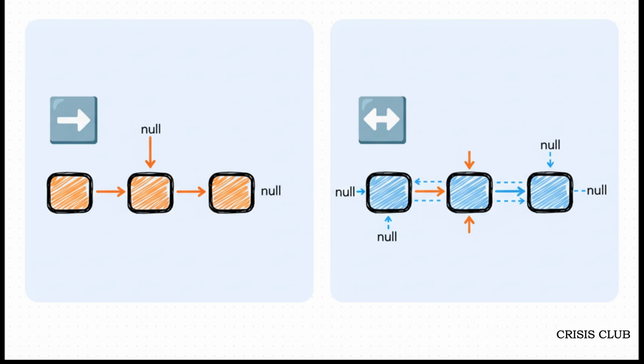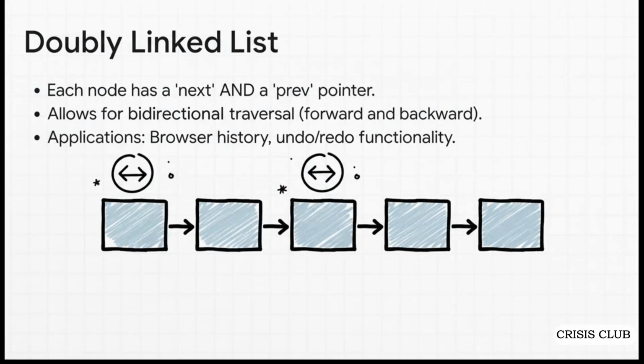So now each node doesn't just know what's next, it also knows what came right before it. And that one simple change turns our one-way street into a full-blown two-way highway. All of a sudden, you can travel in both directions. And hey, remember that question from the beginning? This is exactly how your browser's back and forward buttons work. It's how undo and redo works in your text editor.